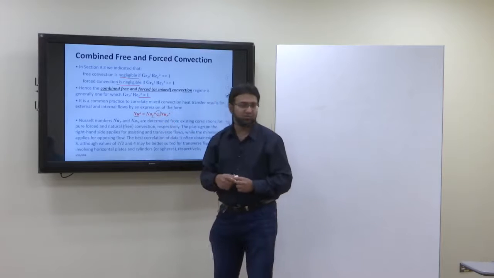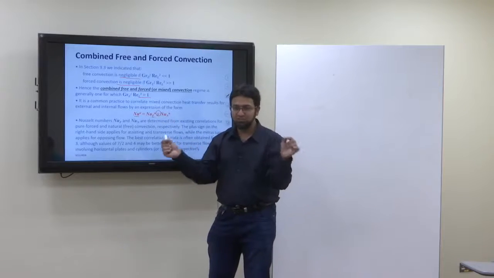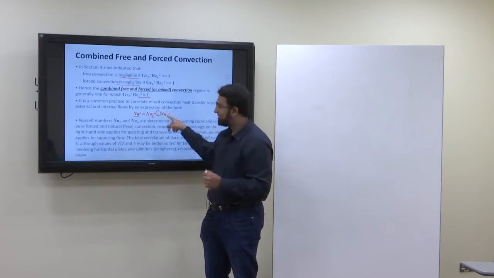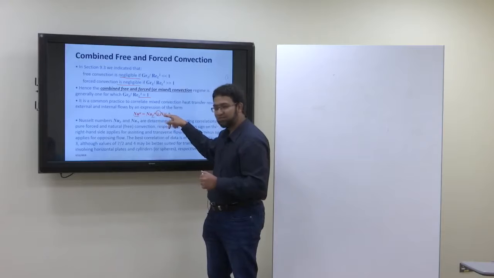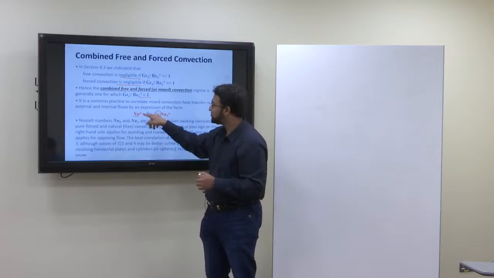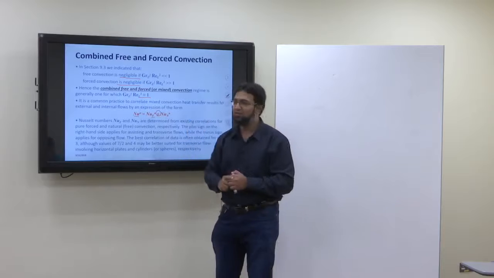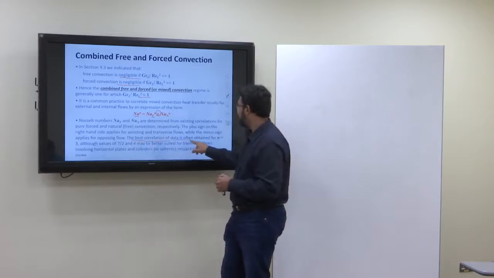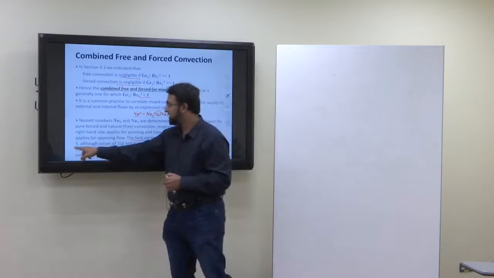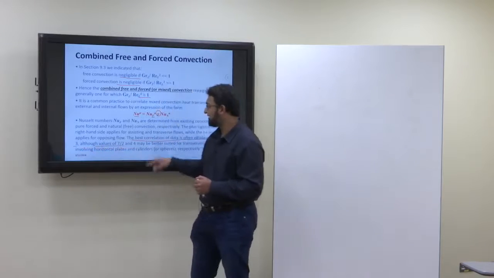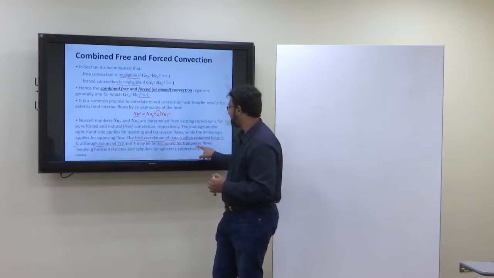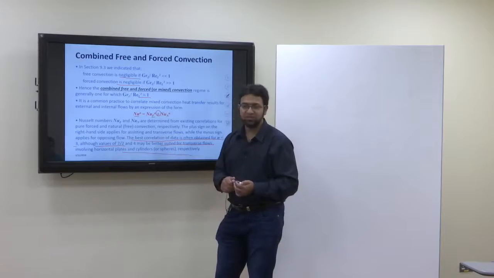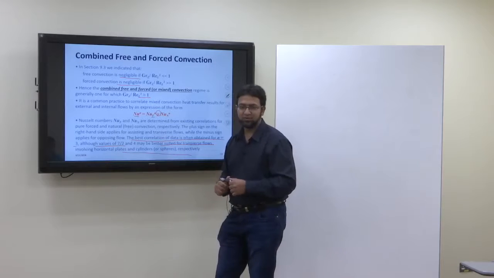But once you determine plus and minus, it is not just simple addition. It is power addition. This power n, plus or minus this power n, is equal to this power n. Now what will be the value of n? The best correlation of data is often obtained for n equals 3, although the values of 7/2 and 4 may be better suited for transverse flows involving horizontal plates and cylinders. So 3 could be considered as the value of n.